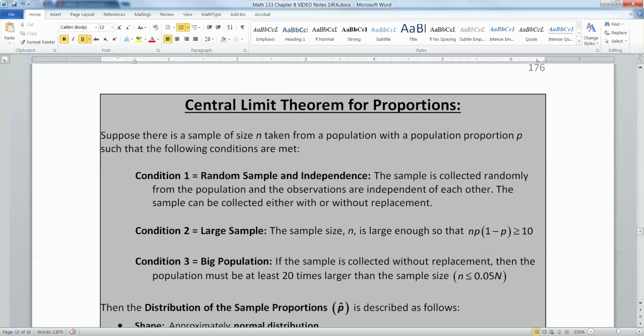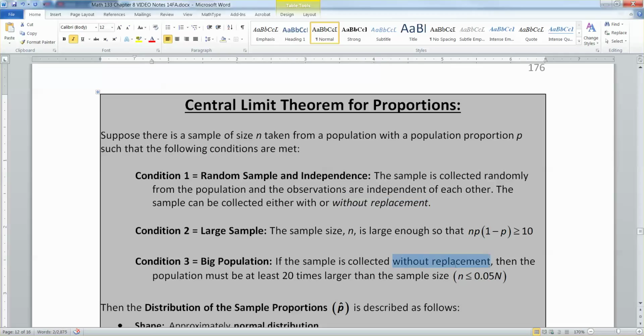So you already know the central limit theorem for sample means. This is for sample proportions. Suppose there is a sample of size n taken from a population with a population proportion p, such that the following conditions are met. 1, it has to be a random sample with independence, and just like before, you can either collect with or without replacement, but if you do without replacement, then you have to look at condition 3. So those two go together.